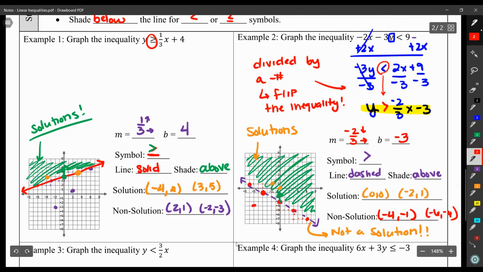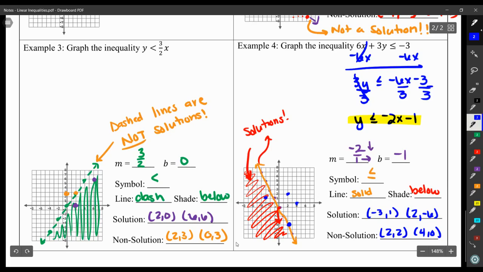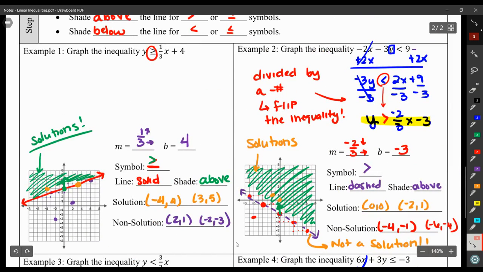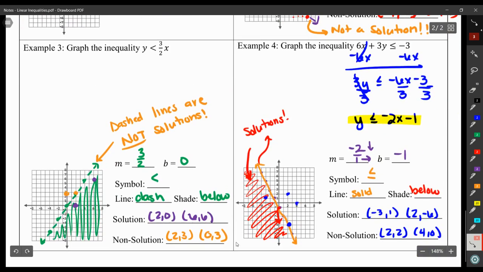Pause the video, try example number 4. And here's what you should have had for example 4. The key to notice here is that this symbol did not change because all we divided by was a +3. So since we did not divide by a negative, the inequality symbol stays the same. Only when you divide by a negative does the inequality sign flip. So there's your number 4 solution.